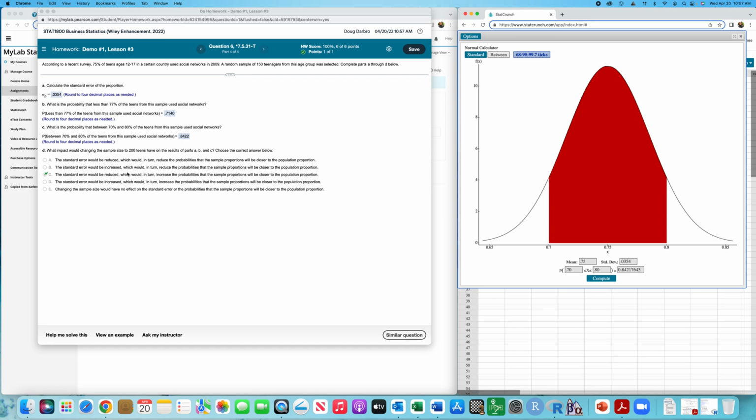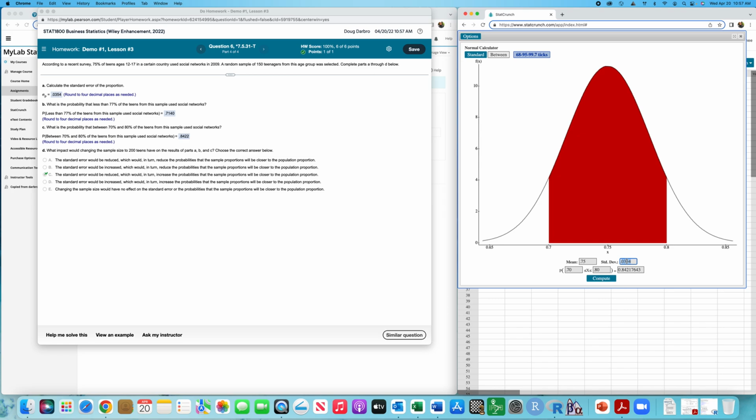Now, what impact would changing the sample size to 200 have on the results in A, B, and C? Well, our standard error would decrease because we would be dividing by 200 instead of 150. So instead of dividing by 150, I'm going to divide by 200, and my standard error went from 0.035 down to 0.031. So the standard error reduced. So I know that the answer has to be either A or C, which in turn would reduce the probabilities or increase the probabilities? Well, let's just check it out.